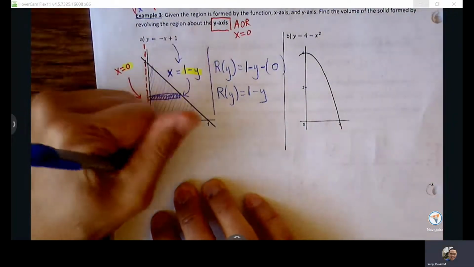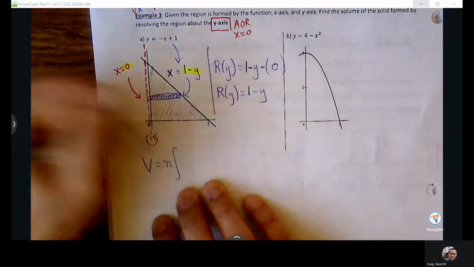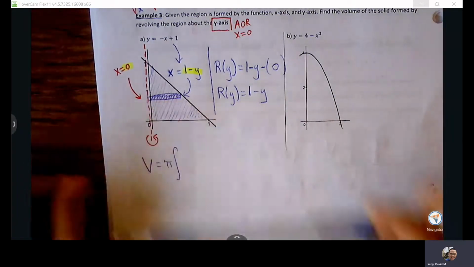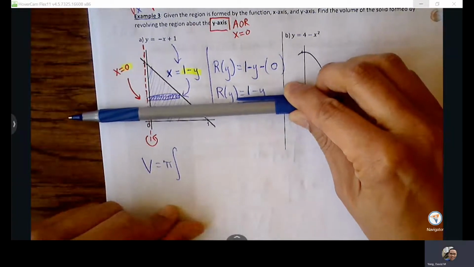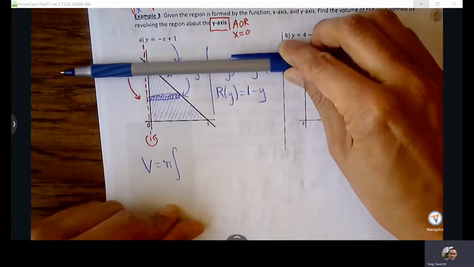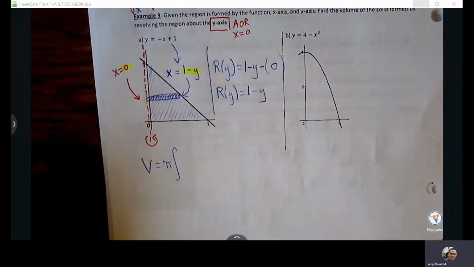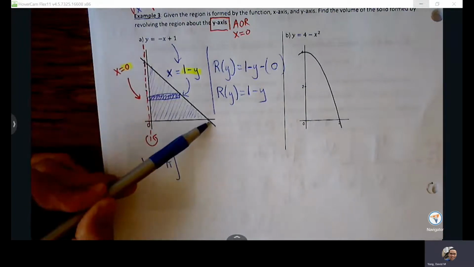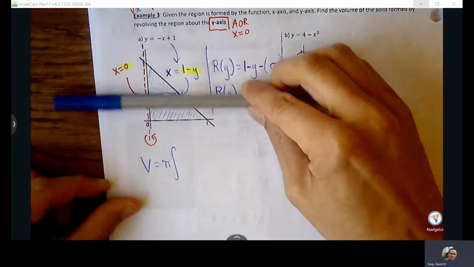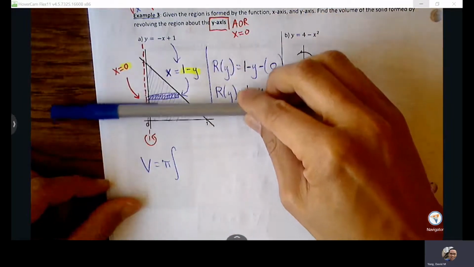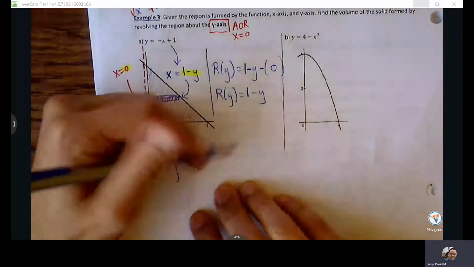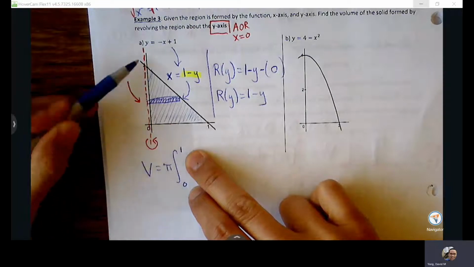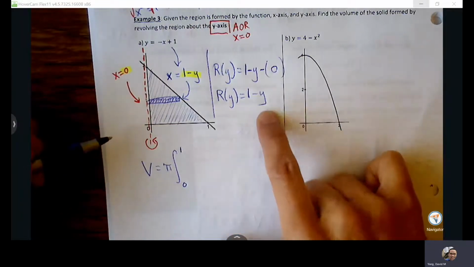Okay, volume formula. Now keep in mind, we're stacking these circular disks from down here all the way to up here. So what are the bounds going to be? 0 to 1. It's the 1 up here, not the 1 over here. So I want you to visualize that we're using y values. We're stacking in this orientation here, from 0 to 1. Everything that we see we're using y values. Big radius squared.